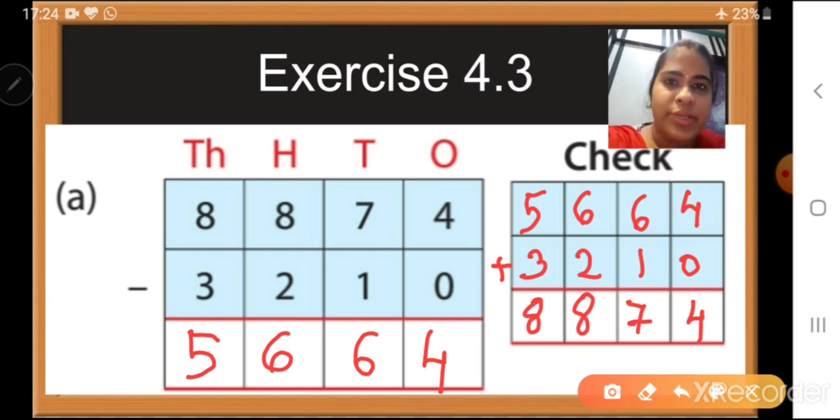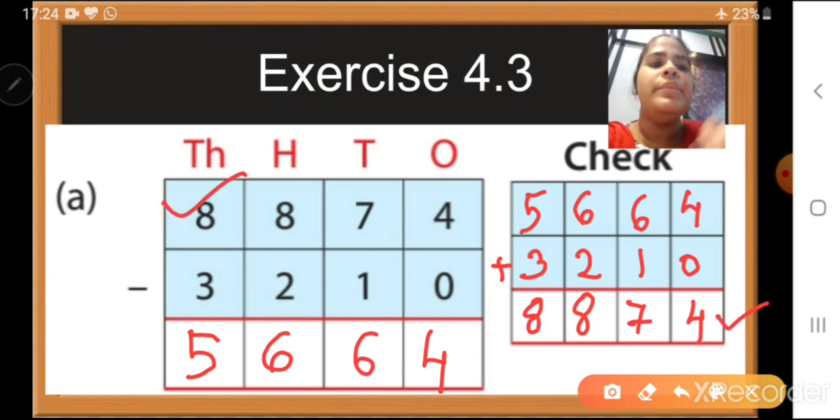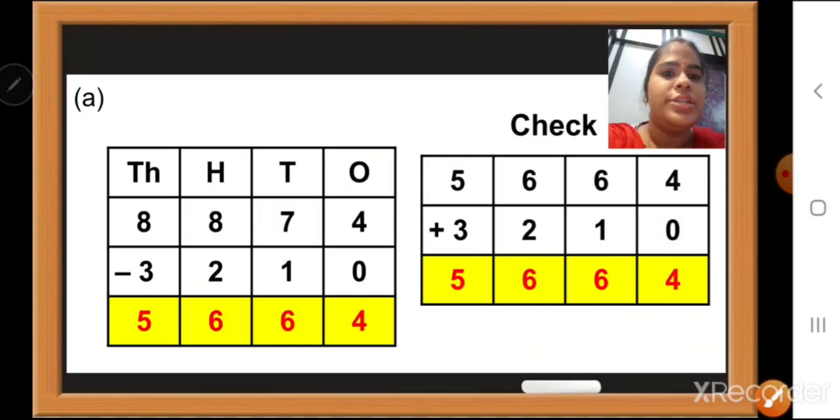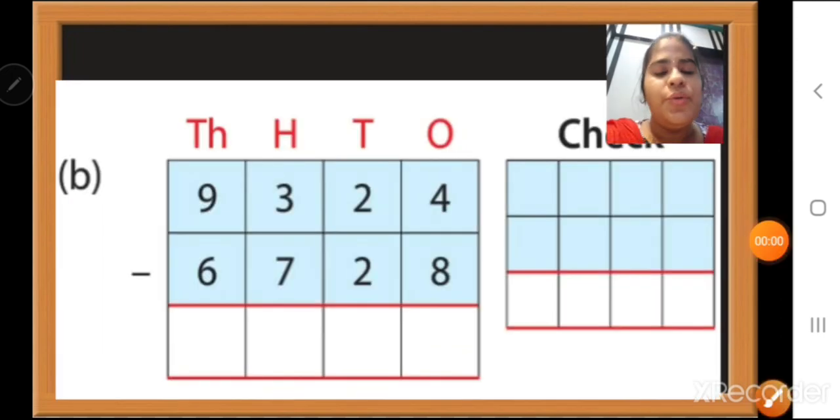Children, as you can see, we have got the answer 8874, which is equal to our minuend. That means our subtraction is correct. Please note it down, children, in your textbook. Now we are going to solve B question, which is 9324 minus 6006.